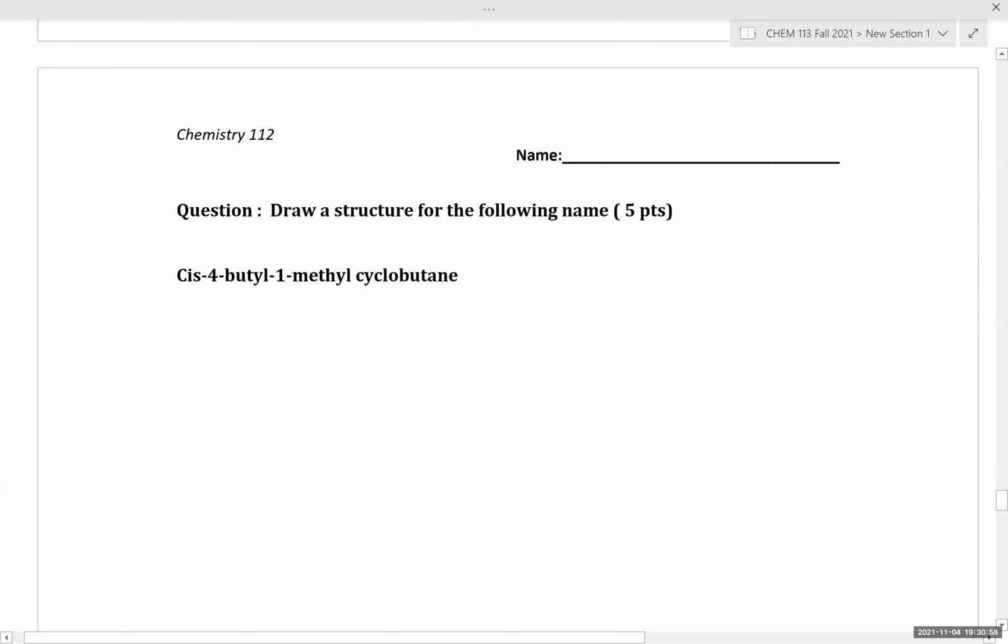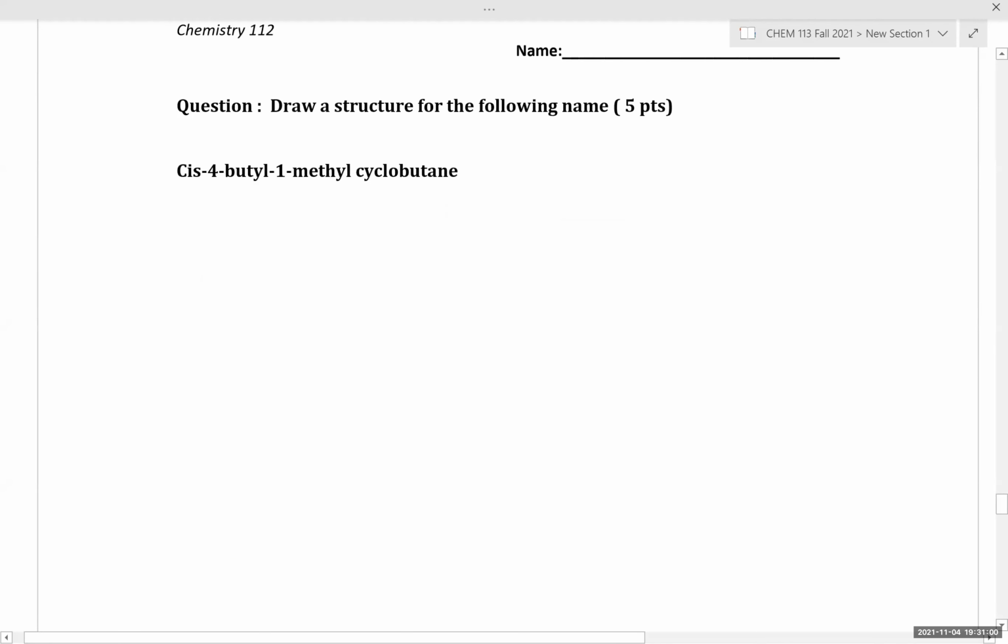Perfect. Okay, so now we're asked to draw a structure for the following name. So you asked about the cis stereochemistry, and I have an example that accommodates it. So let's break this name apart. So the substituents are in the front, the main chain is in the back. So cyclobutane, what is cyclobutane? How many carbons? Bute corresponds to how many carbons?